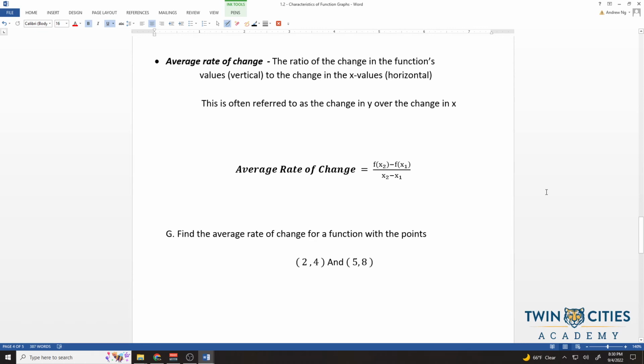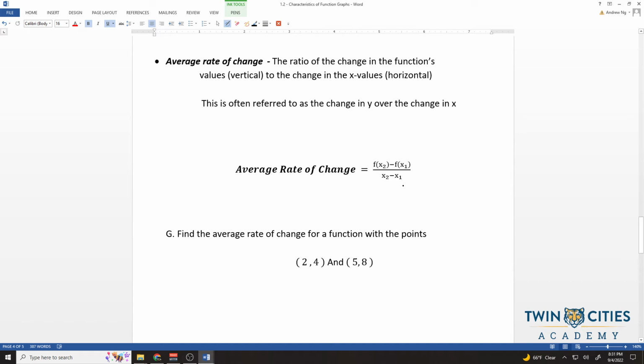Let's talk about the average rate of change. The average rate of change is the ratio of the change in the function's values, so this is the vertical change, to the change in the x values. This is the horizontal change. This is often referred to in a number of different ways. Some people refer to it as how steep the function is at a certain point, or some say the change in y over the change in x. Some might just refer to it as the vertical change over the horizontal change. In all of those cases, the average rate of change is found using this: f of x2 minus f of x1 over x2 minus x1.